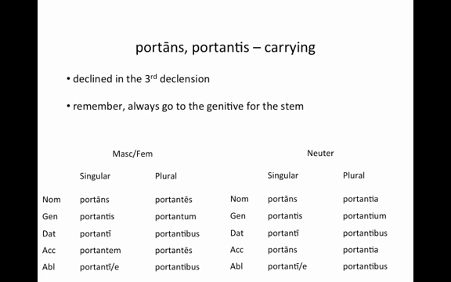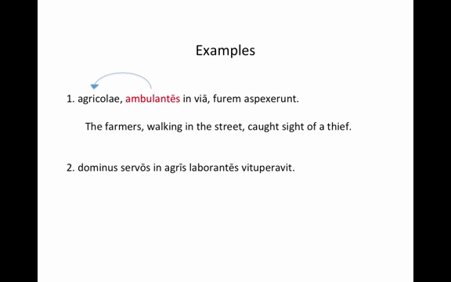So let's look at these in a little context. Our first example, agricolae ambulantes in via, furem exspectaverunt. Note that our participle is ambulantes. It can be nominative or accusative plural, but because it's acting as an adjective, it has to modify agricolae. It's the only thing in the same case, number, and gender as it. When we translate this, it becomes the farmers walking in the street caught sight of a thief. Note that walking is modifying the farmers.